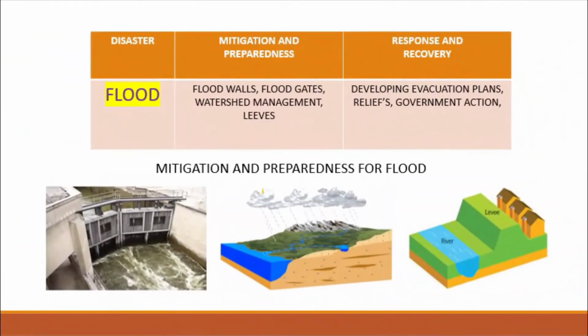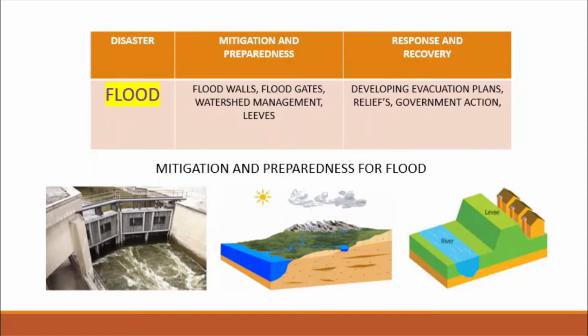So now, water floods. Whenever the water level rises due to heavy rainfall or other factors, the water may enter into cities, towns and villages, which may create heavy losses for the economy. To prevent this, mitigation and preparedness is done.